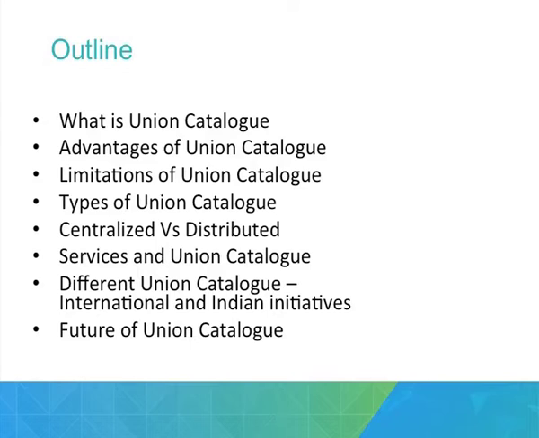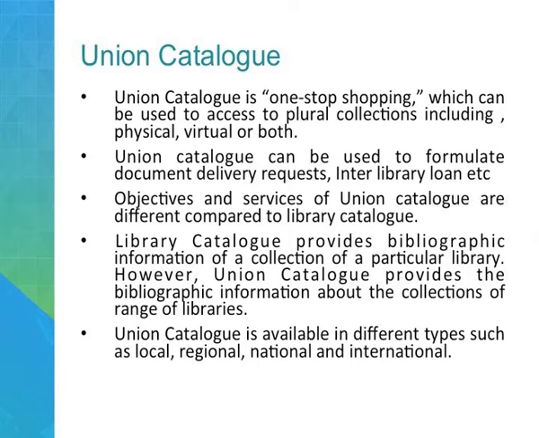Today we are going to discuss a topic, Union Catalogue. So, what is Union Catalogue, what is its use, what are its different types, and how you can utilize the Union Catalogue in providing library services, that we will discuss. So, you see, Union Catalogue is kind of a one stop shop which can be used to access plural collections, including physical, virtual or both. And Union Catalogue can be used to formulate not just document delivery service, but also interlibrary loans.